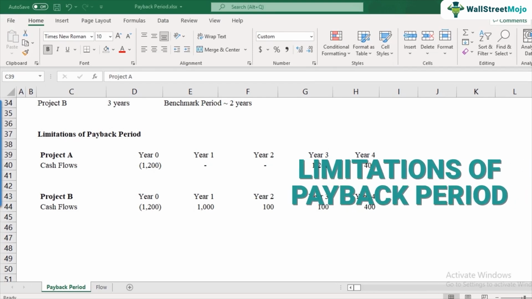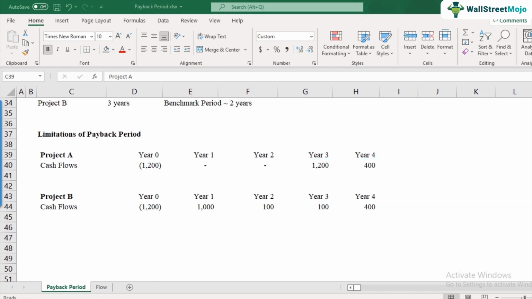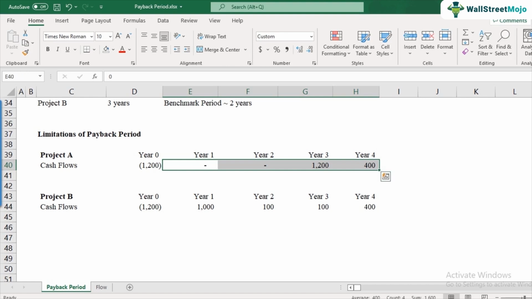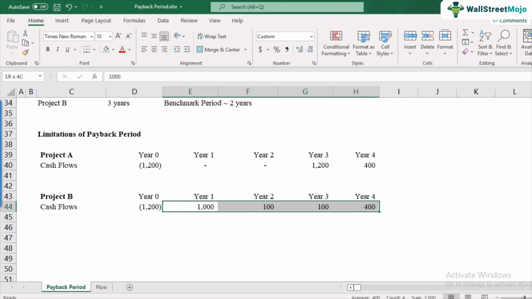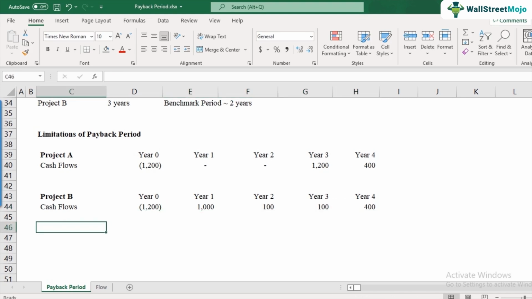In order to understand the limitations of payback period, let's consider this project, project A and project B, okay? Now, if we look at the overall project, both projects require $1,200 as initial investments, and both of them generate around $1,600 in the span of 4 years. Okay. Now, which project will you choose?